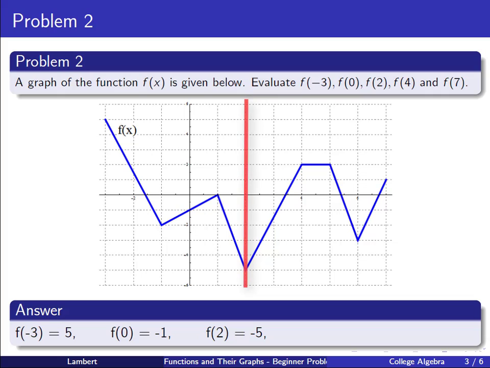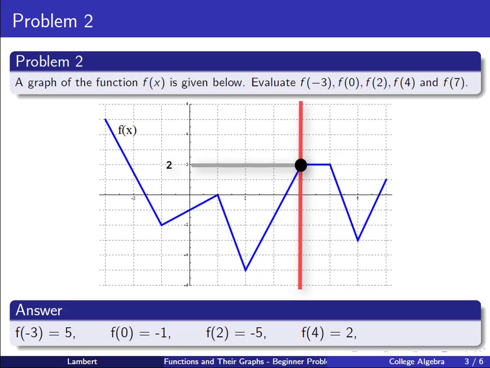Moving forward, f of 4. So when we want f of 4, we draw the line x equals 4. That vertical line intersects with the graph at this location. We want to find the y value, so we'll cross that on over towards the y-axis just so we can figure out what value that is. Notice that's 2 units up. So our answer is 2, because our y value corresponds to 2.